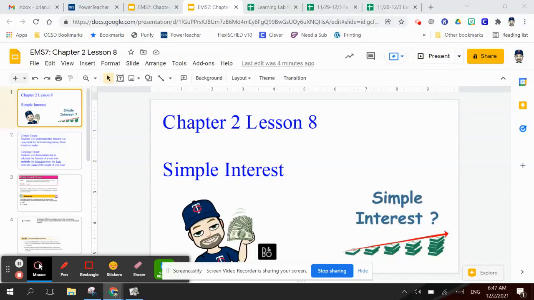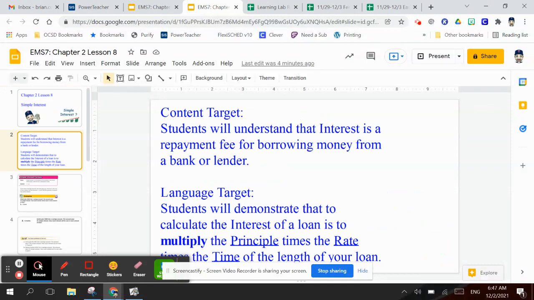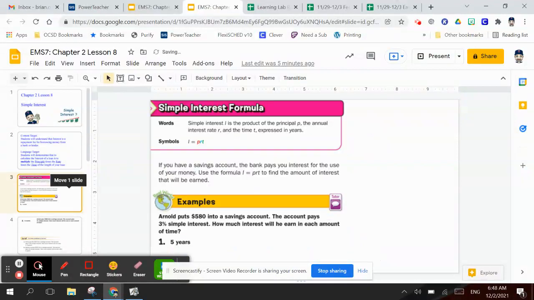Chapter 2, Lesson 8, Simple Interest. Our content target today: students will understand that interest is a repayment fee for borrowing money from a bank or lender. Our language target, how we'll understand that today: students will demonstrate that to calculate the interest of a loan is to multiply the principal times the rate times the time of the length of your loan.